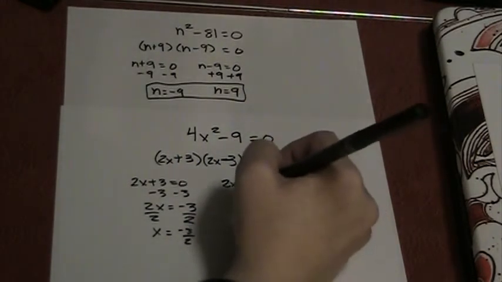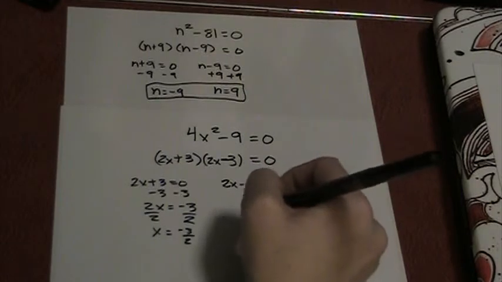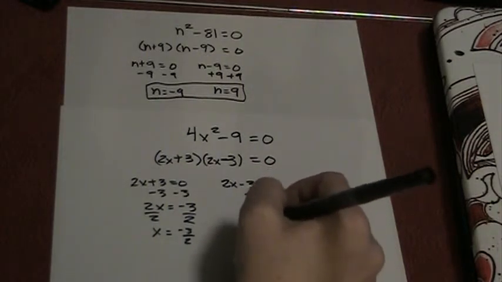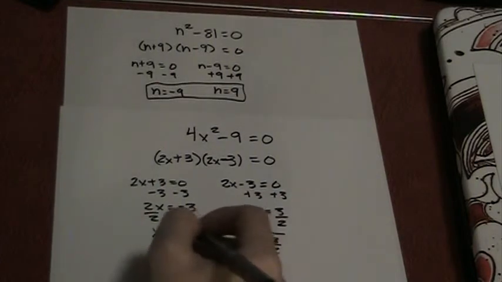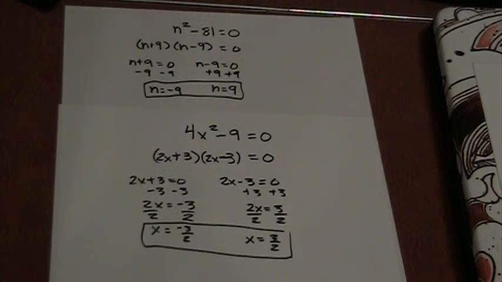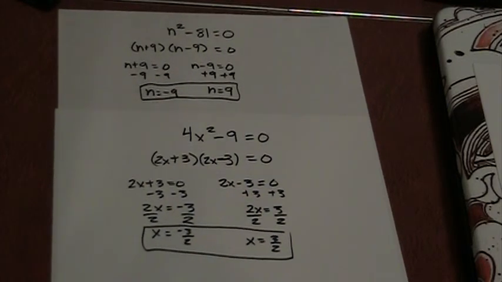And then 2x minus 3 equals 0, add 3, that would be 2x equals 3, divide by 2, x equals 3 halves. So that would be my solutions for that difference of squares problem. And so that's how you would solve equations using difference of squares.